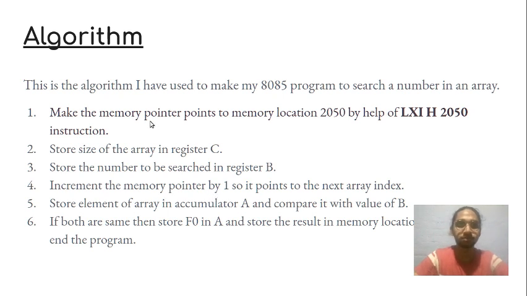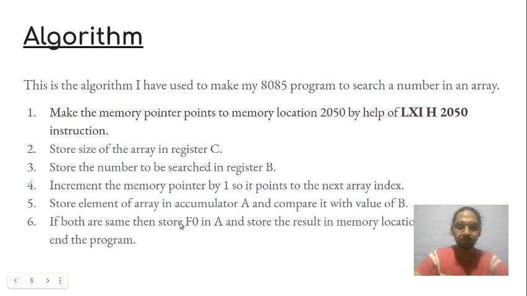So, the algorithm. This is the algorithm I have used to make my 8085 program to search a number in an array. These are the steps we have taken. Make the memory pointer point to memory location 2050 by the LXI H 2050 instruction. Store the size of the array in register C. Store the number to be searched in register B. Increment the memory pointer by 1 so it points to the next array index. Store elements of the array in accumulator A and compare it with the value of B.